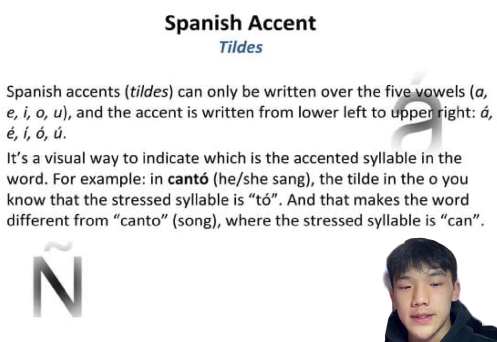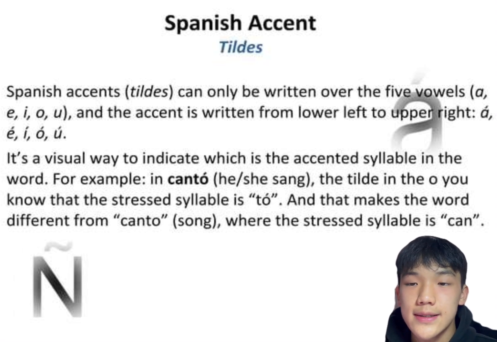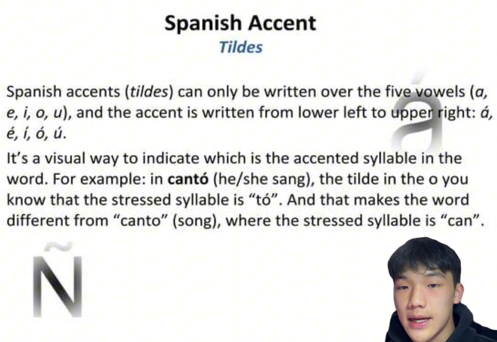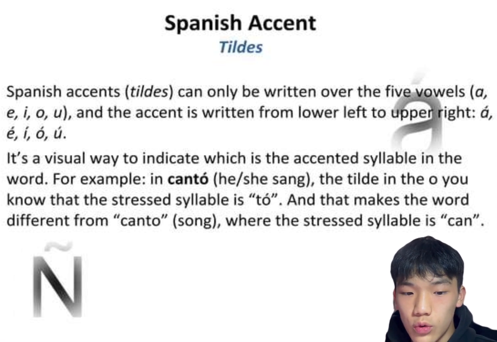Now let's move on to the Spanish accents. As I mentioned earlier, these are called tildes. These Spanish accents can only be written over the 5 vowels, A, E, I, O, U. The accent is written from the lower left to the top right. So that would be á, é, í, ó, ú.